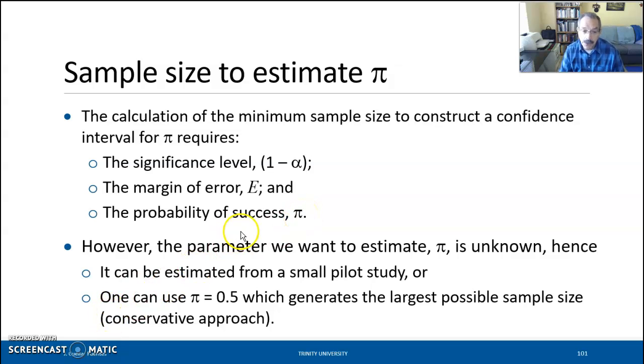And so we have two choices. We can perform a small pilot study to obtain an estimate of pi, or we can select pi equal to 0.5, which produces the largest possible sample size. This is called the conservative approach.